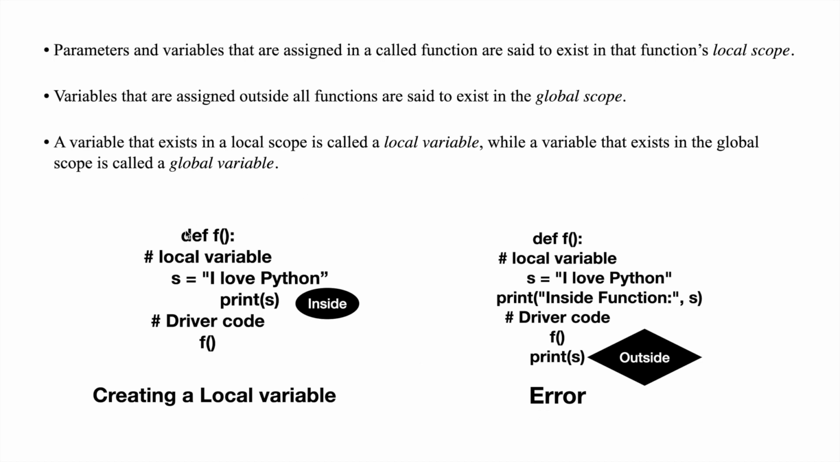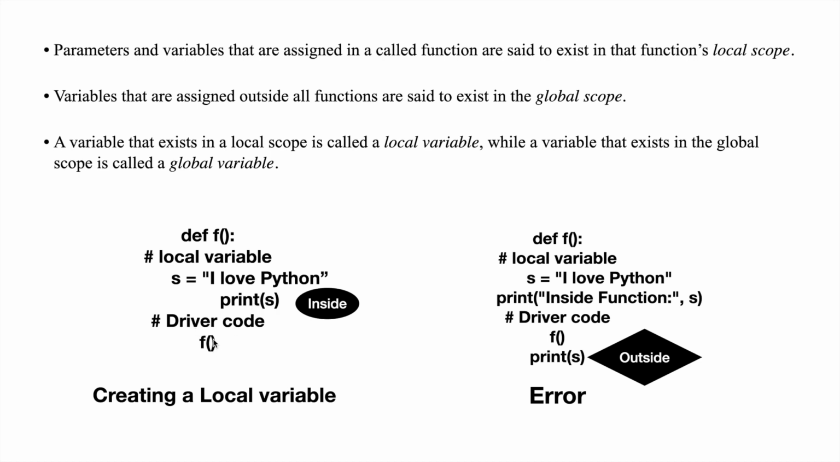So let me explain this with an example. In this example, you can see I'm creating a function with a def statement, that is, function f is defined here. This function contains a variable s, and that variable s is assigned the string "I love Python". After assigning the string to the variable s, I'm printing s.